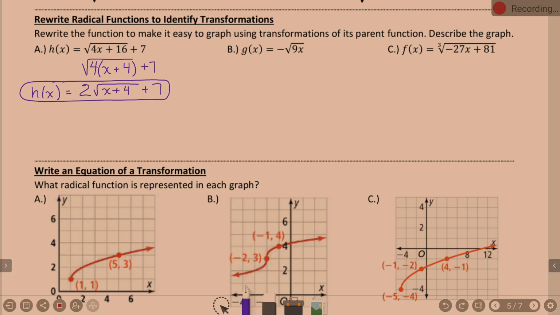A stretch. Stretch by a factor of 2. Left 4, up 7. And what is this all being done to? Which graph? Square root of x graph, yes? So how I have this written out on my paper, the graph of y equals square root of x is vertically stretched by a factor of 2 and translated left 4 units and up 7 units. I know, a lot of words. You can shorten that some, but key points. Get all those key points.